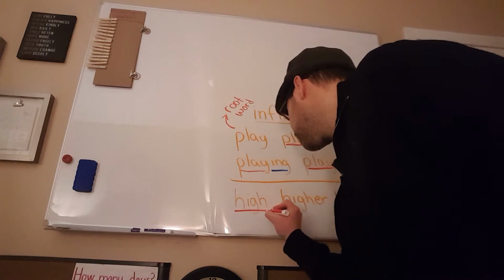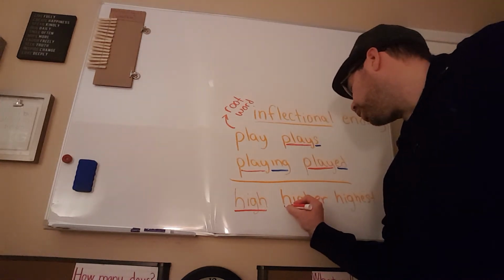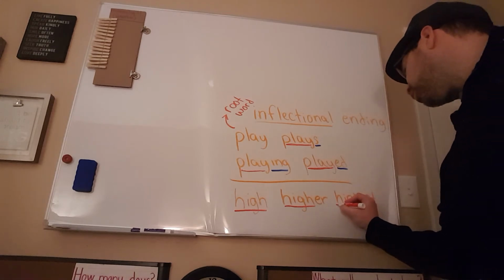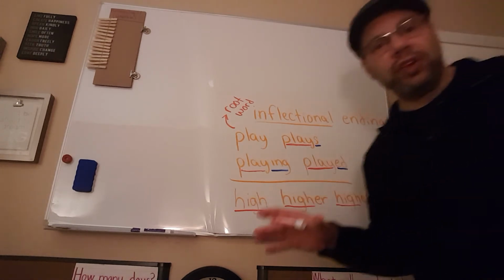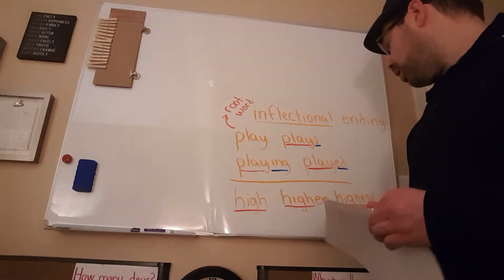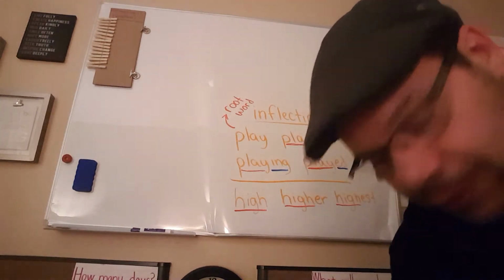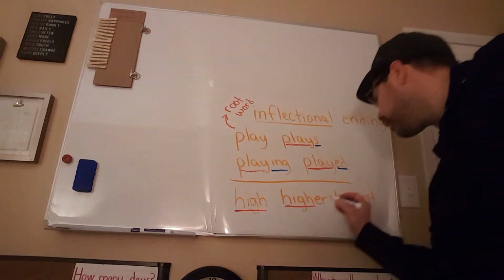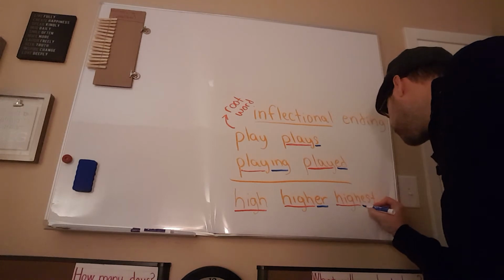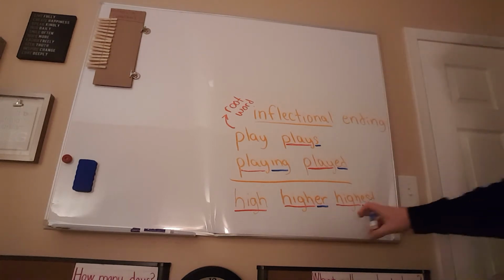So again, this is our root word, high, H-I-G-H. This is our other word, higher, and I'm underlining the root word. You see the root word is not getting changed at all. We're just adding the inflectional ending. So let me underline in blue the inflectional endings on these: E-R and E-S-T. Higher, highest.